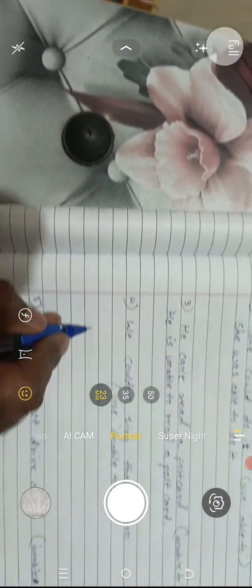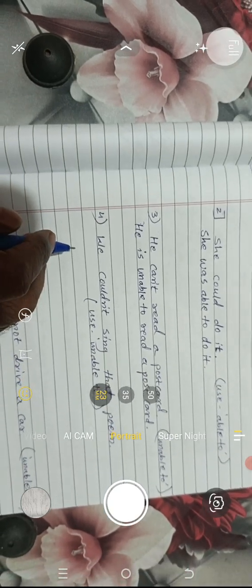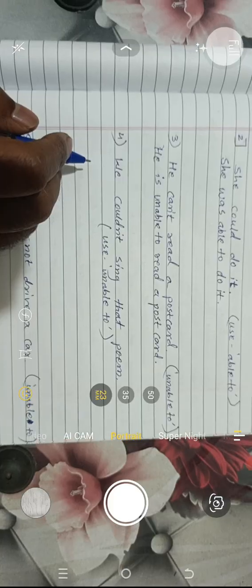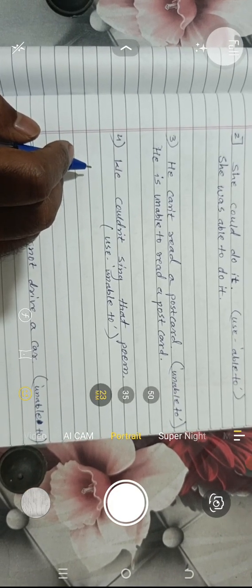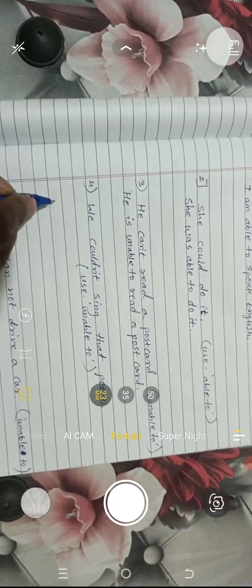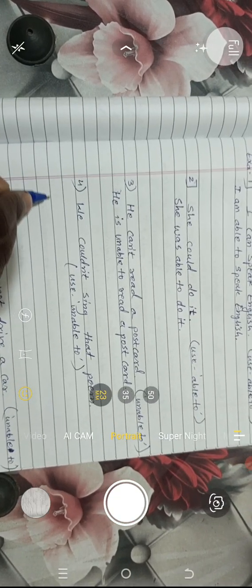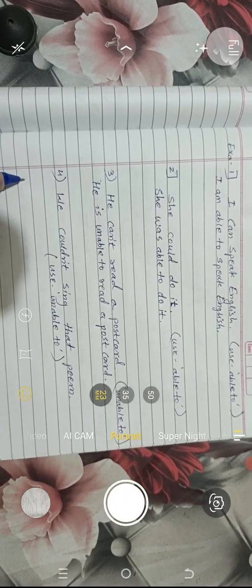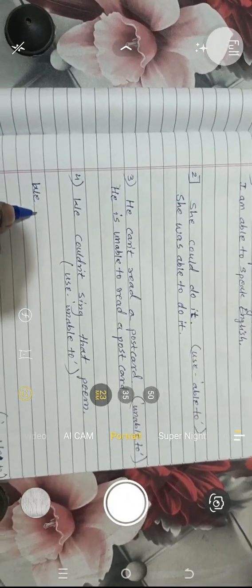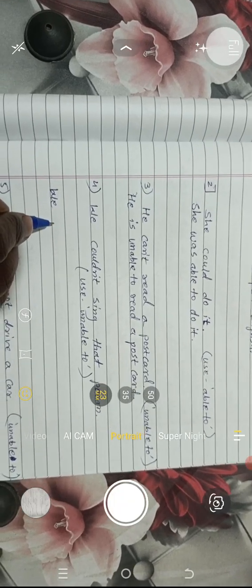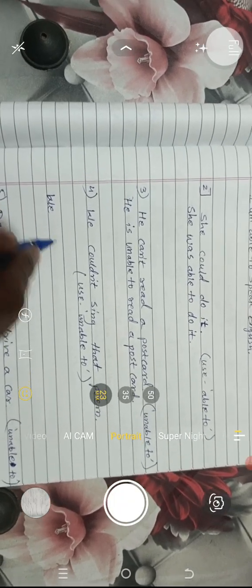One more example is here. We couldn't sing that poem. Here there is given the suggestion in the bracket: use unable to. So we start to solve this example also. We begin with the subject. We should write the subject of that sentence as it is, we, and then remove couldn't and use the correct to be's past tense form according to the subject.